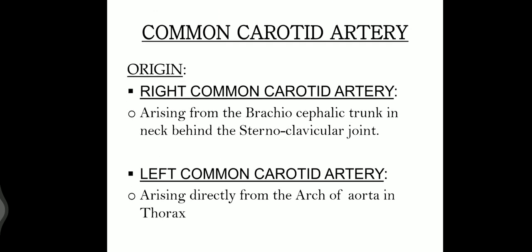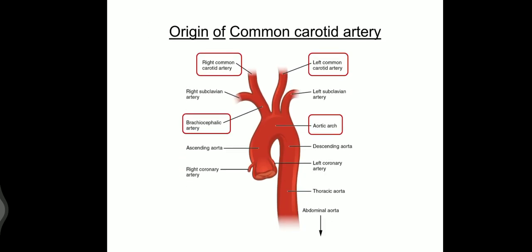Now let us see the common carotid artery. On the right side, it arises from the brachiocephalic trunk behind the sternoclavicular joint. The left common carotid artery arises directly from the arch of aorta. You already know the arch of aorta: the first branch is the brachiocephalic artery, and the second is the left common carotid artery. The brachiocephalic gives the subclavian and one more branch, the right common carotid artery, which goes to the right side of the head and neck region, and the left common carotid artery goes to the left side of the head and neck region.